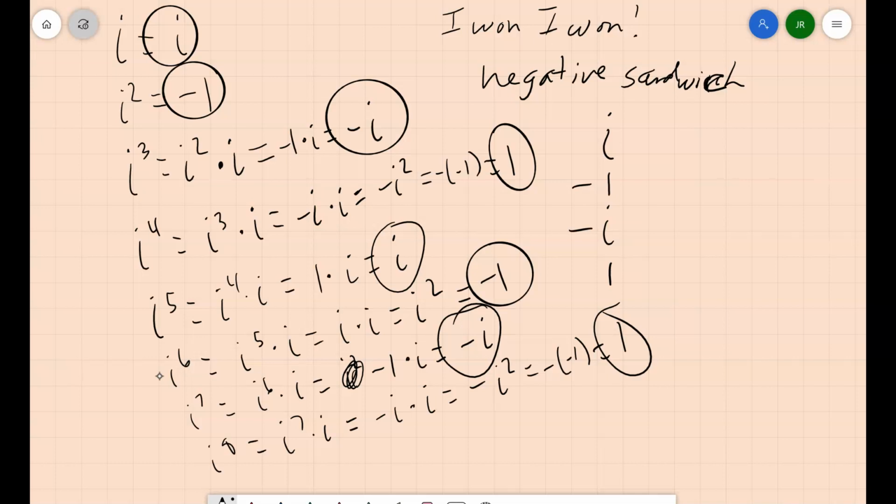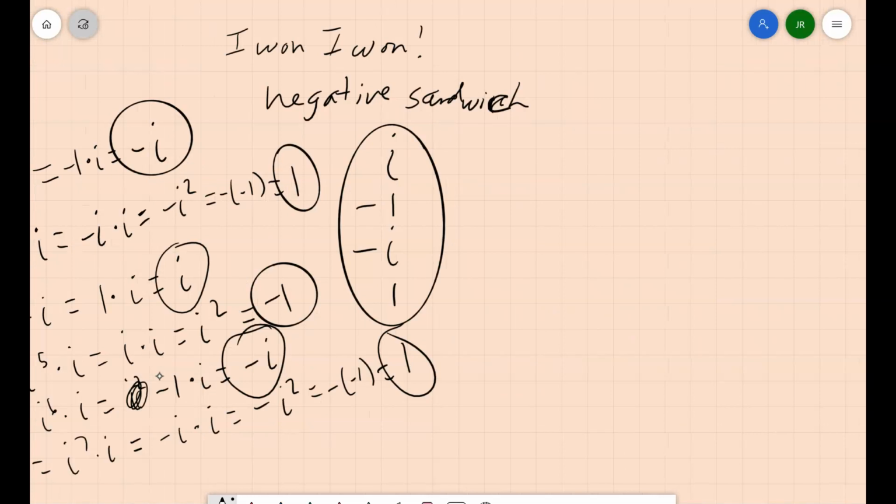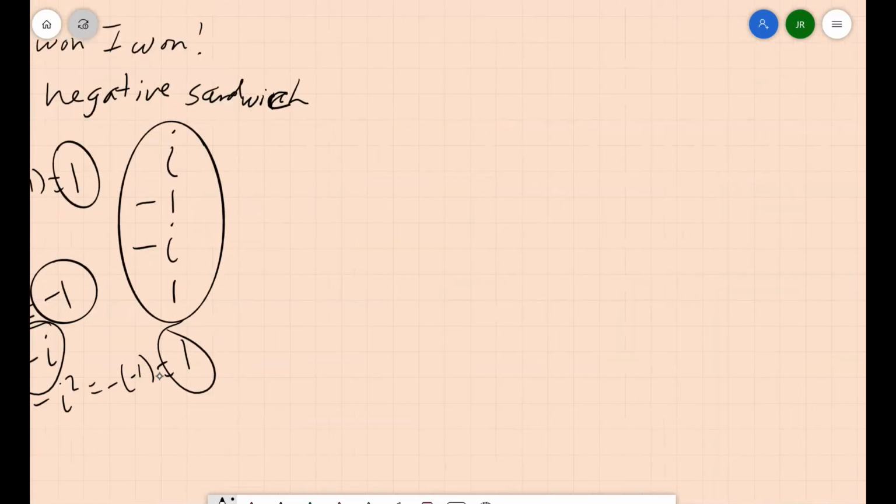i, negative 1, negative i, 1. I won, negative sandwich. That's the pattern. Now what that pattern does is it allows us to calculate any power of i. Just basically with the powers of our mind now. Okay, so let me take just a random one. How about i to the 73rd power?